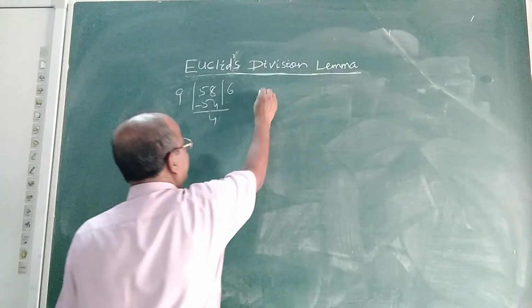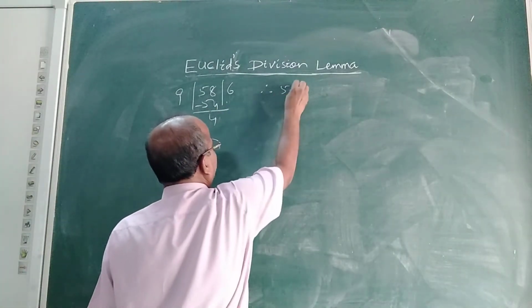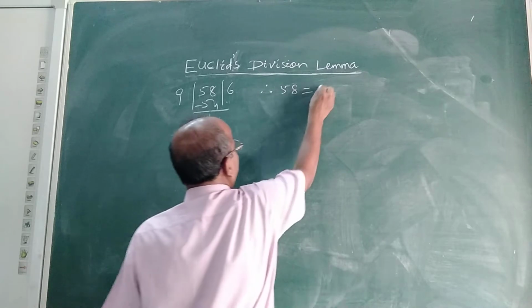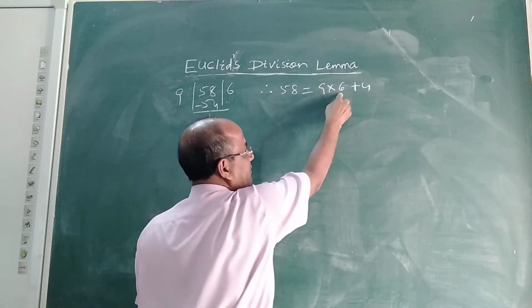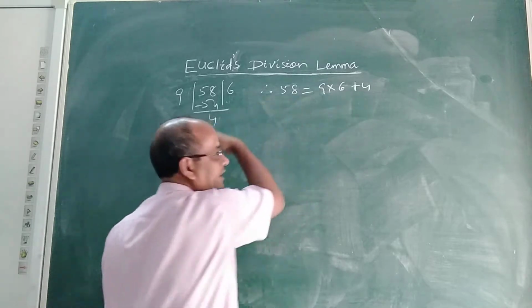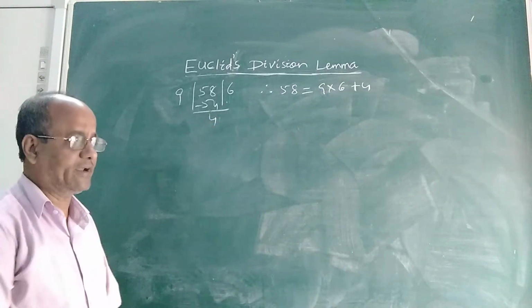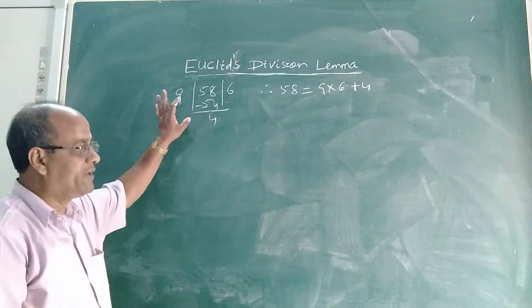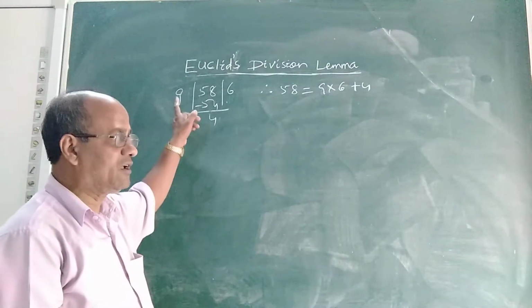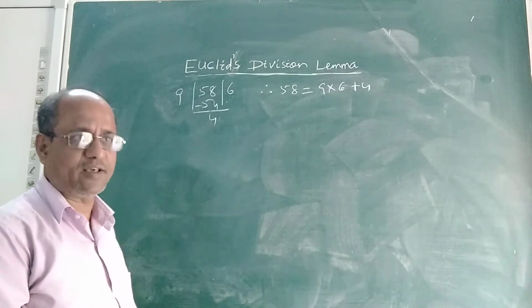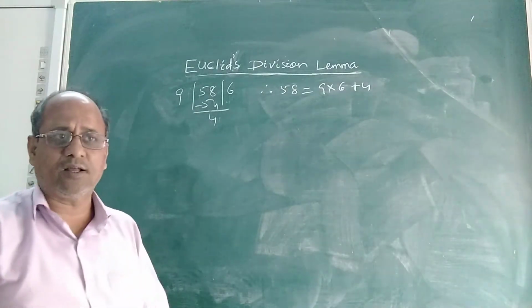So now let us see how to verify. What will I write? 58 equals 9 into 6 plus 4. Clearly 9 into 6 is 54, and 54 plus 4 is 58, hence my division is correct. So this verification of the long division process is nothing but your Euclid's division lemma.